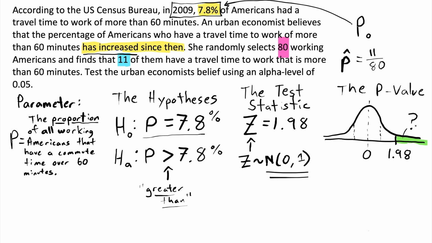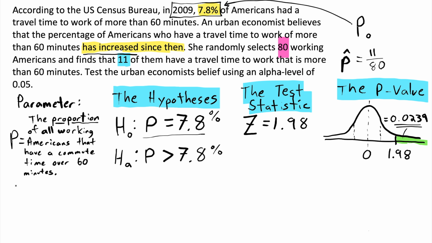If you have a TI calculator, you can use the normal CDF function to do this. You could use a normal table if you want. You could use some computer program to find this out. If I do normal CDF, we are getting a result of 0.0239. That's what's called our p-value.